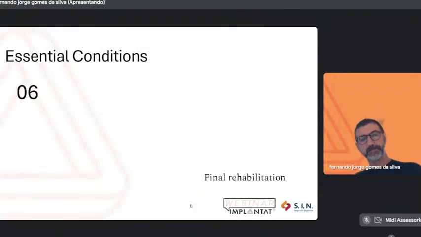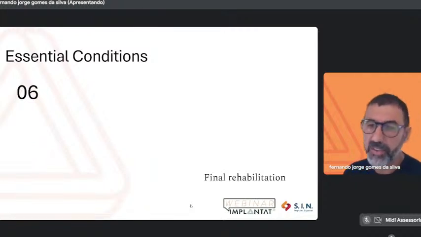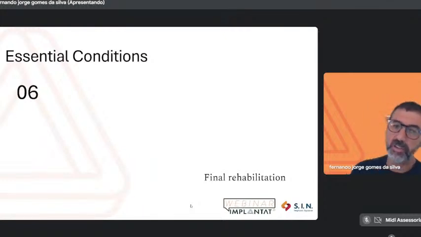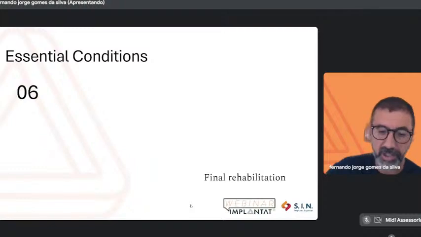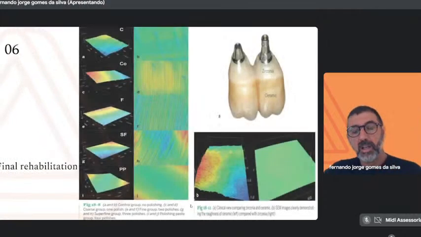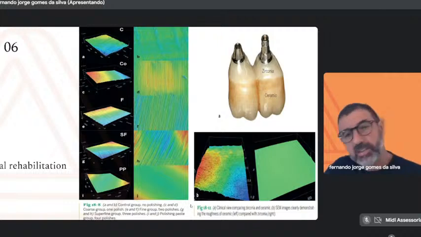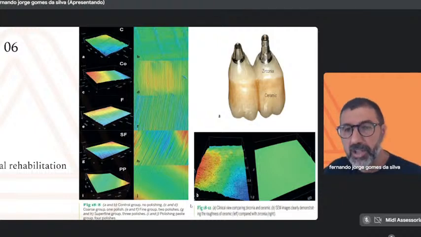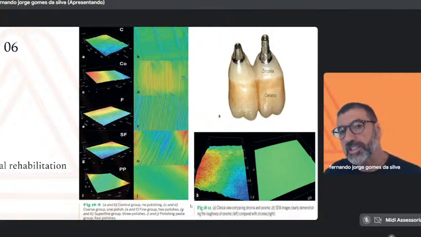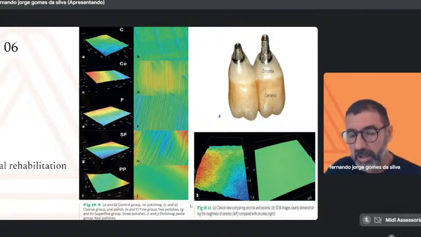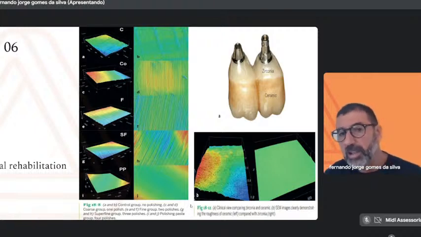So at last you arrive at point number 6, the final rehabilitation. But the final rehabilitation also has some particularities we have to check. Tomas Linkevicius, in his zero bone loss concept, developed two different regions in our final rehabilitations. He defined one below the gum, in contact with the gingiva, as zirconia, and the upper one, above the contour of the gingiva, the biologic contour, as ceramic.